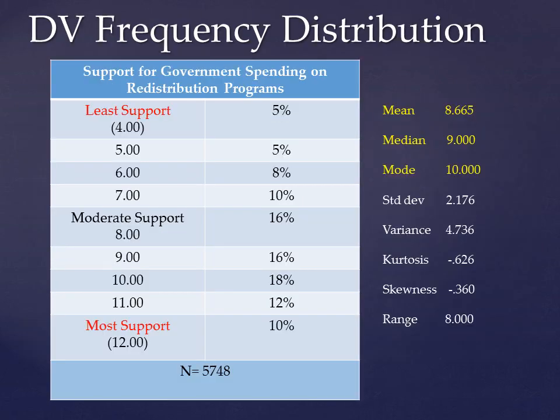The frequency distribution of the index shows that the 9 categories range from least support to most support for government spending. The mean is 8.665, indicating that this is the average value and that most cases fall near the center. Thus, we have a normal distribution. The median is 9, indicating that 50% of values fall below this category and 50% fall above. Finally, the mode is 10, indicating that this is the category with the highest number of values.